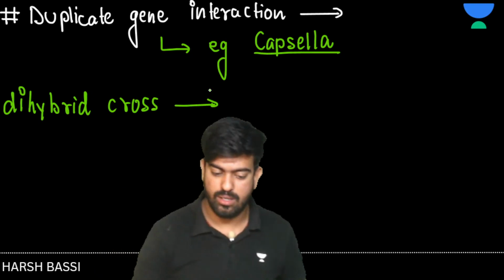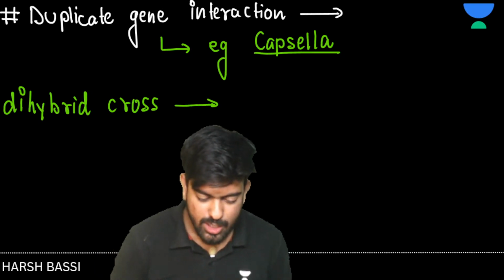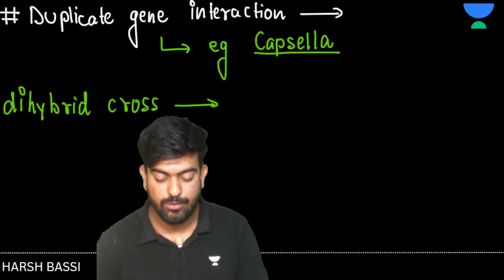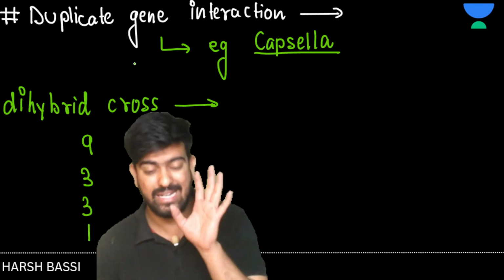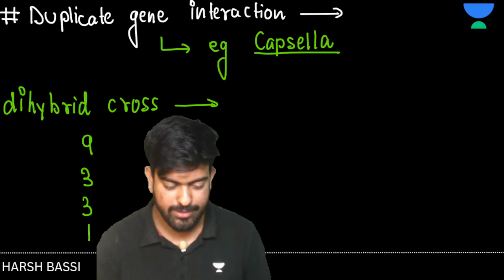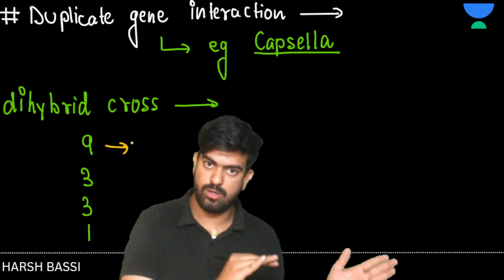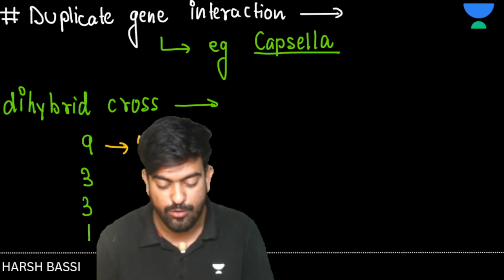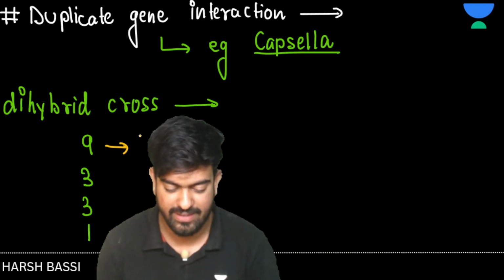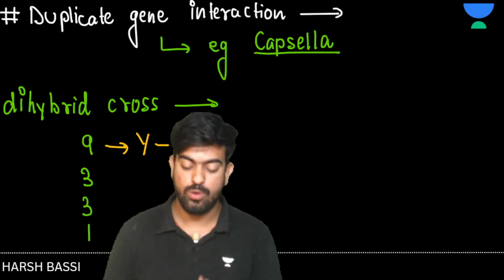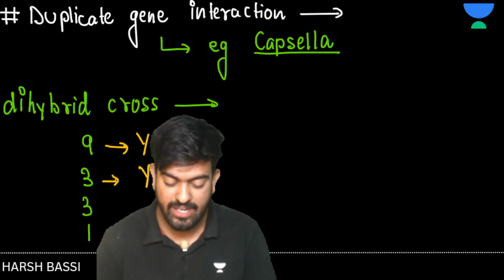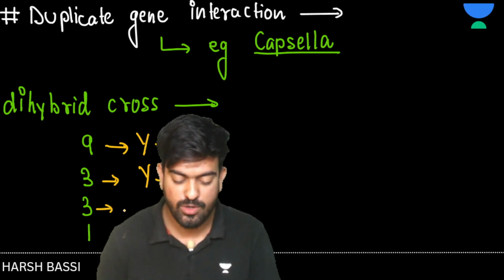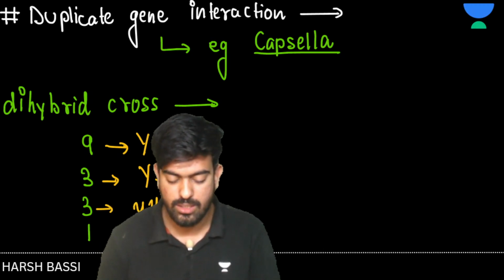I'm not going to write all the things again. I have explained it, so now I'm just going to write the ratios. In the dihybrid cross, we saw 9:3:3:1. Yes or no? This was the normal dihybrid cross. To produce this whole dominant character, we need capital Y and capital R. For this, we needed capital Y and small r. For this, small y and capital R.